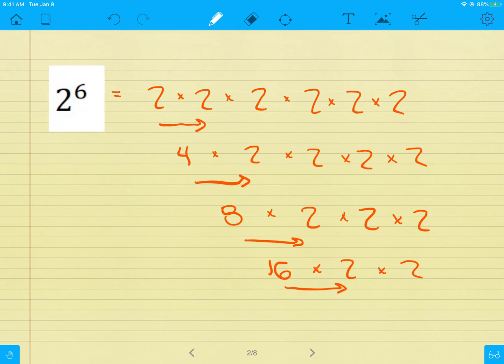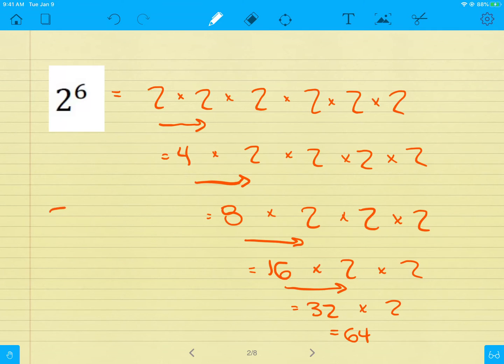And then do the next 2, which is 32. And now the last 2, which is 64. And that should be the final answer. Now, obviously, you have in front of you a cell phone or a computer, and you could type these in. Now, how you actually type it in differs on different calculators.